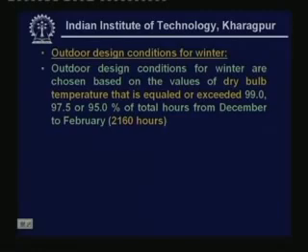So, if you count the number of hours, you will find that from December to February there will be about 2160 hours. So, if I am selecting, let us say, 99% value of dry bulb temperature, that means 1% of 2160 hours, that is about 21 hours, the outside temperature will be lower than what is required. Okay, that means your heating system will be inadequate for 1% of the total duration of 2160 hours.